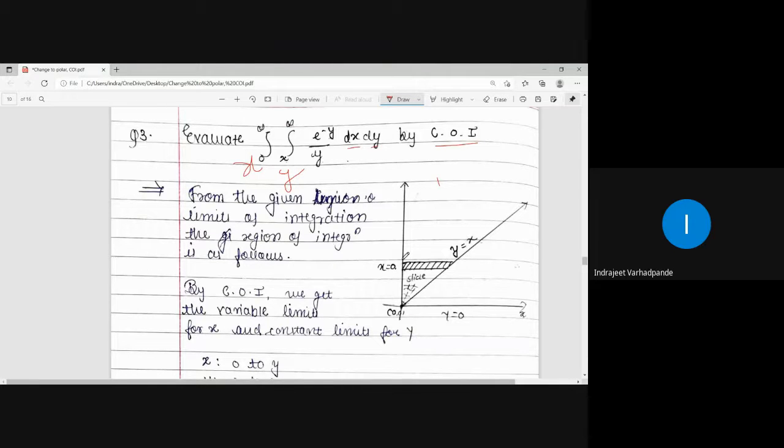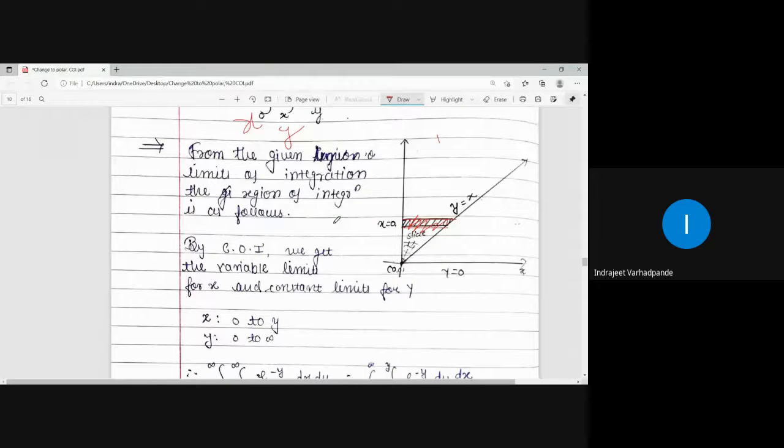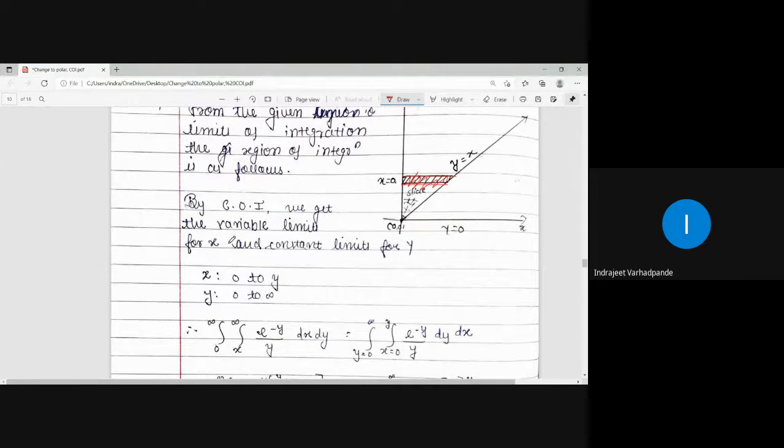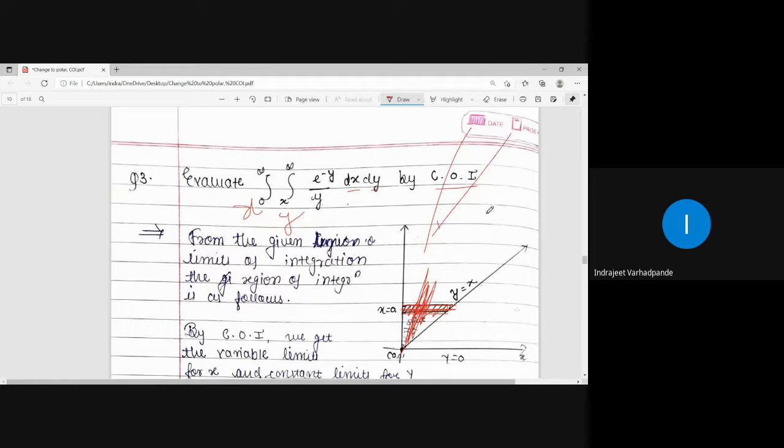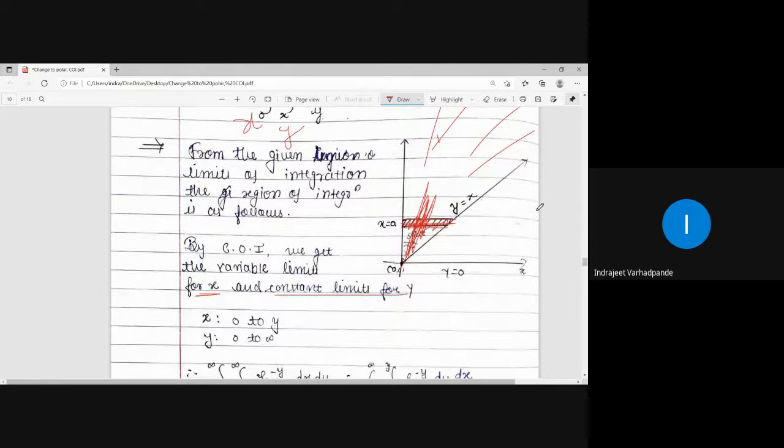So for new limits I will have to just draw the horizontal strip in the given bounded region. So from the given limits of integration, the region of integration is drawn. By change of order, we get variable limits for x and constant limits for y. Where does x go from and to? 0 to y. As you roll this strip, where does y go from and to? From 0 onwards, this is open sky, so it will be infinity.